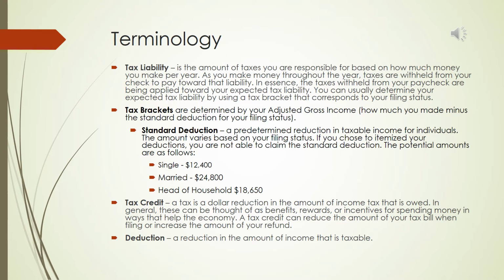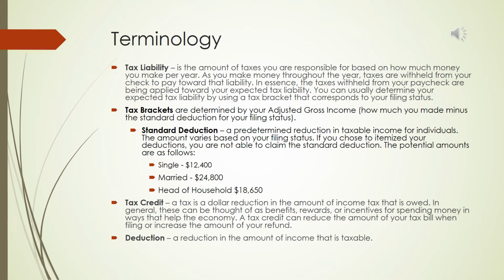This slide has some terminology that's important to understand as we move through the presentation. The first is tax liability. This is the amount of taxes that you are responsible for based on how much money you make per year. As you make money throughout the year, taxes are withheld from your check to pay toward that liability. In essence, the taxes withheld from your paycheck are being applied toward your expected tax liability. You can usually determine your expected tax liability by using a tax bracket that corresponds to your filing status.